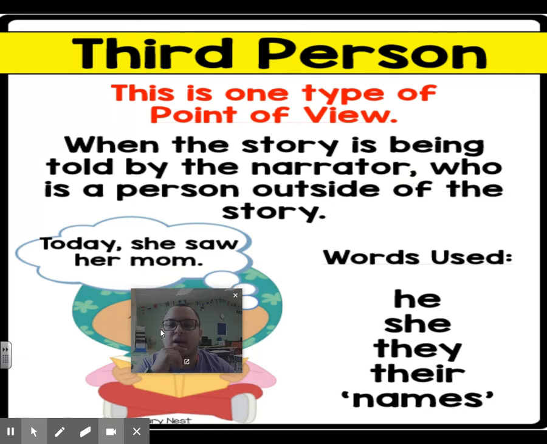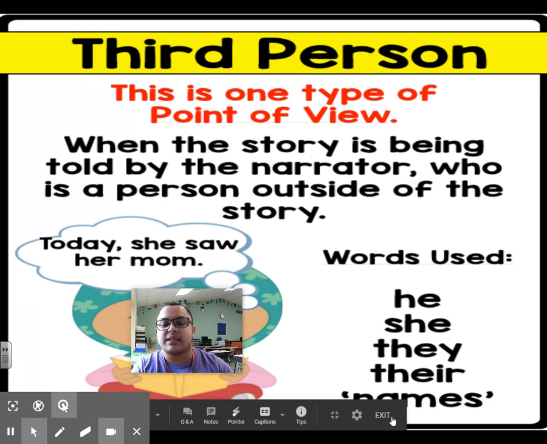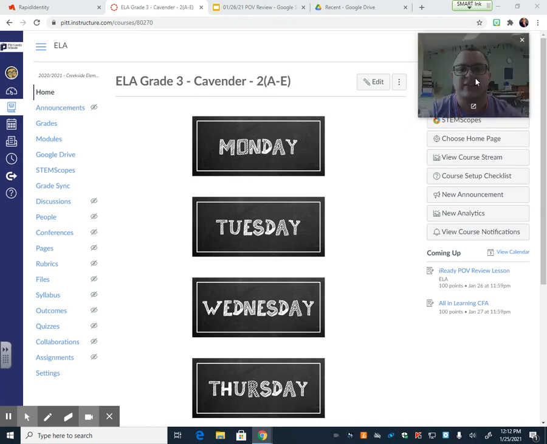And lastly, we have third person point of view, where this is being told by a narrator who is a person outside of the story. This person is not in the story at all. And they're going to say things like he, she, they, their, or their names. So, for example, it says, today she saw her mom. She and her are two examples of indicators that are going to tell you that it's going to be third person point of view.